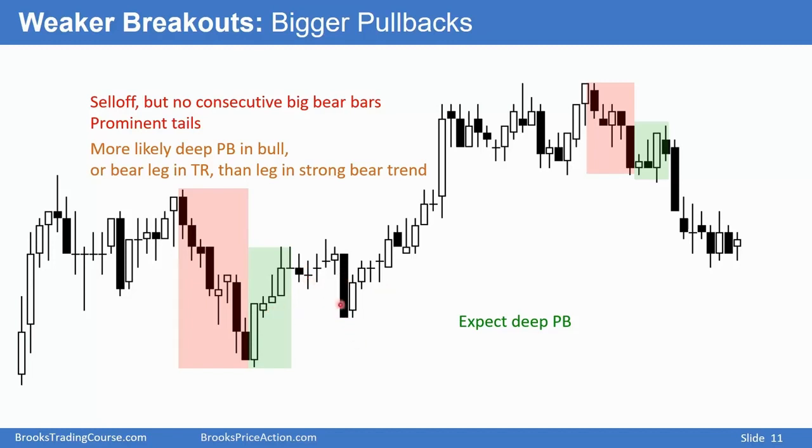Here we pull back to about 50%. Here we have a good-looking bull bar, but terrible follow-through. So you have to assume a deep pullback. In fact, we got a reversal instead of simply a deep pullback. Bear breakout, deep pullback. It remained a trading range until this point, so it remained a trading range for a lot of bars.